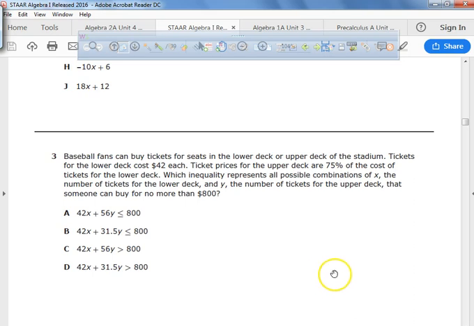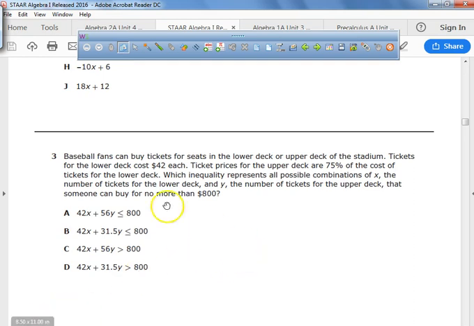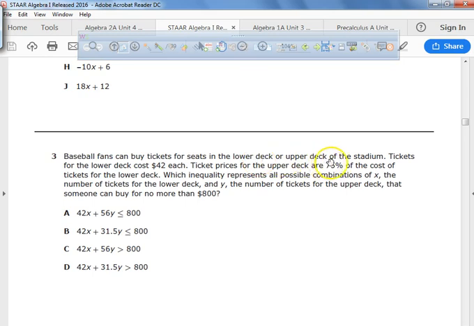Number 3 is a little bit tricky. We got to read through things. Whenever you guys are reading through word problems, make sure you label things. Okay, let's go ahead and read through it. It says a baseball fan can buy tickets for seats in the lower deck or the upper deck of the stadium. You guys know that tickets in the lower deck are more expensive than the upper deck.